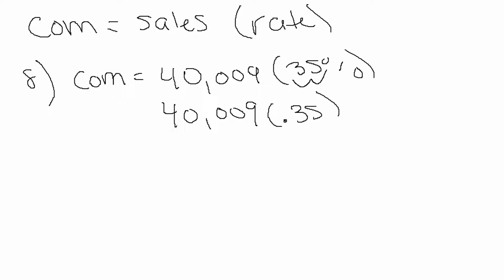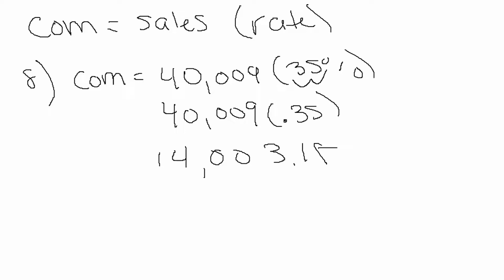And because I have a calculator, I'm going to type this in, 40,009 times 0.35, which means my total commission is 14,003.15. And it looks like you don't have to round this one. Round sales to the nearest dollar and rates to the nearest. Okay, so you can leave your commission, it looks like, in a decimal form.